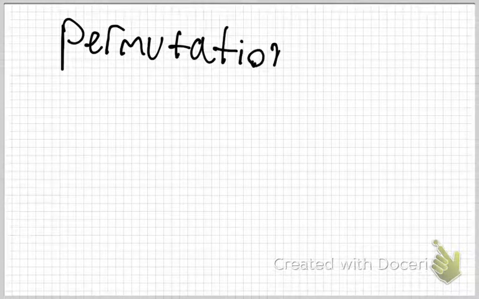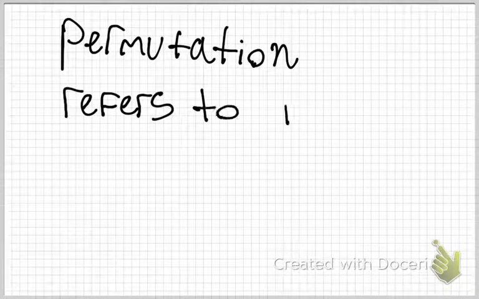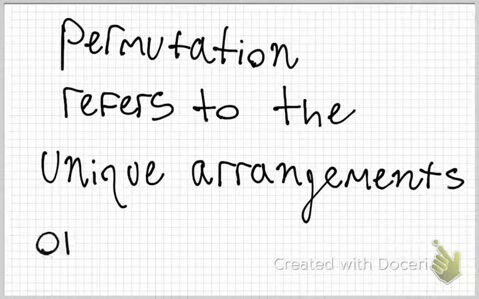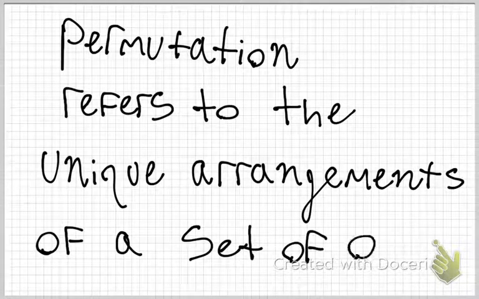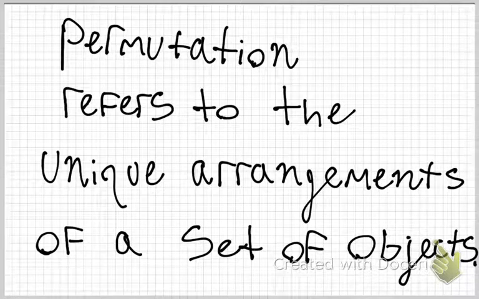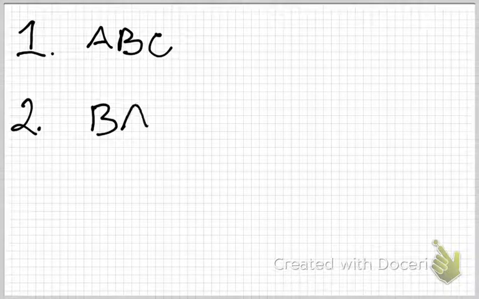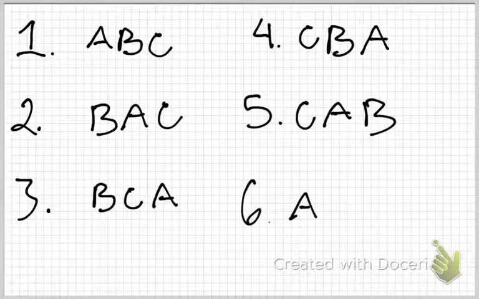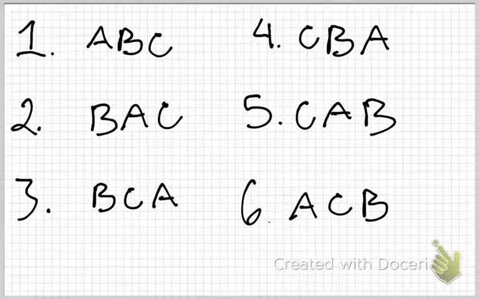A regular permutation refers to the unique arrangement of a set of objects. Let's say our set of objects were the three letters A, B, and C. Just as a quick example, these will be the 6 permutations that we can get as a result of having our set be equal to A, B, C. Notice that N is equal to 3 in this example, and K is equal to 3.